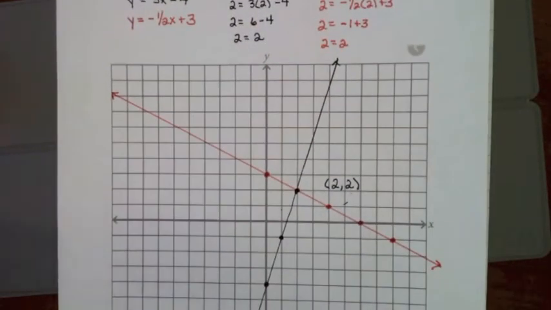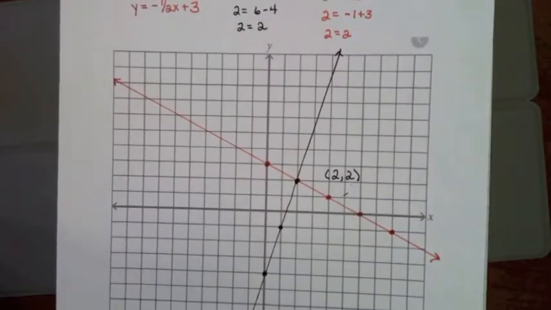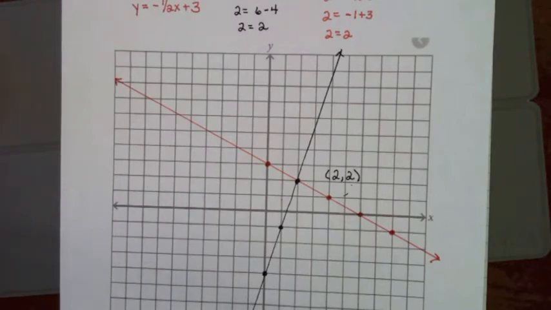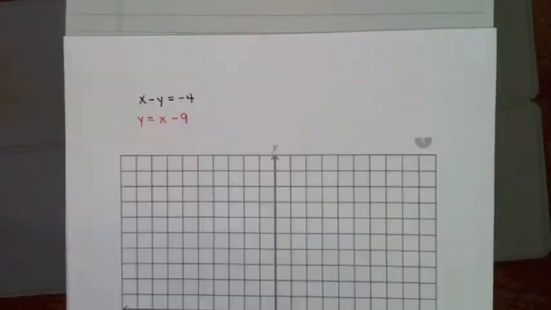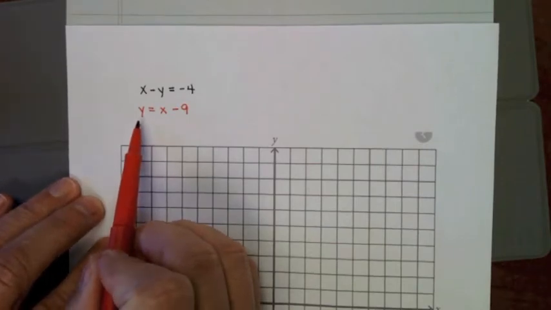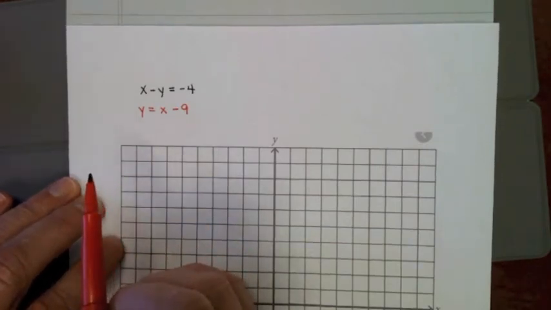So when you graph these two lines on the exact same graph, a lot of times they're going to intersect. But do they always intersect? No, they don't always intersect. So let's look at a situation where I graph two lines on the exact same graph and they don't intersect. Our next example. I've got one line that's in slope-intercept form and I have one line that's in standard form.